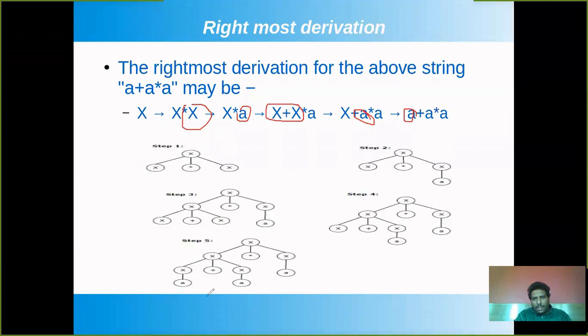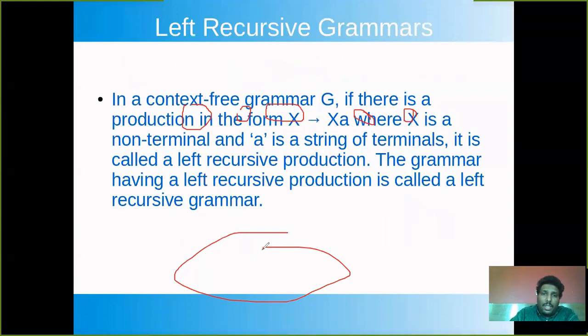The tree yields like this. The tree will grow, and my final tree will be obtained here. So this is how we are going to work it out. Okay, so now, leftmost recursive grammar.